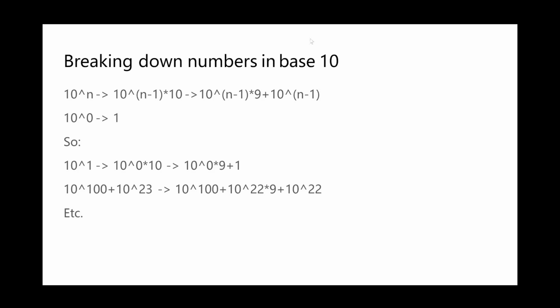Alright, so we can break down numbers in base 10. In fact, we can do this for any other base. So basically 10 to the n becomes 10 to the n minus 1 times 10, and then we go 10 to the n minus 1 times 9 plus 10 to the n minus 1, and 10 to the 0 is 1. So we can do all of these operations really easily.